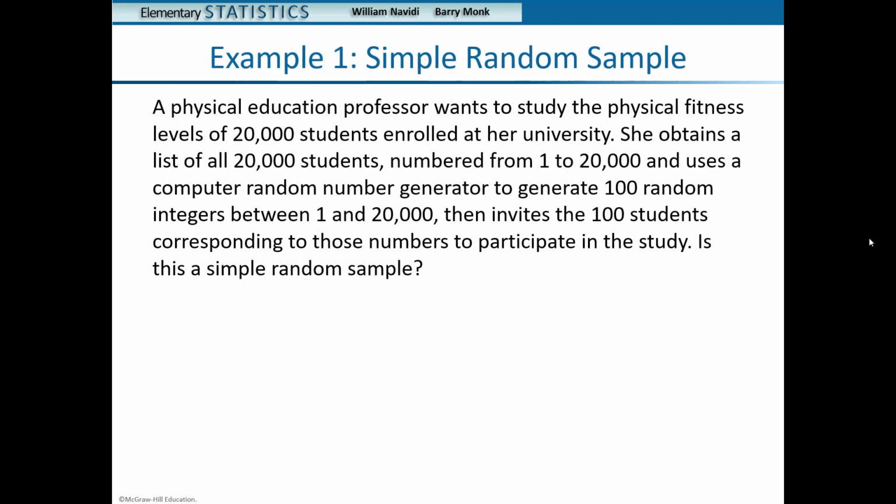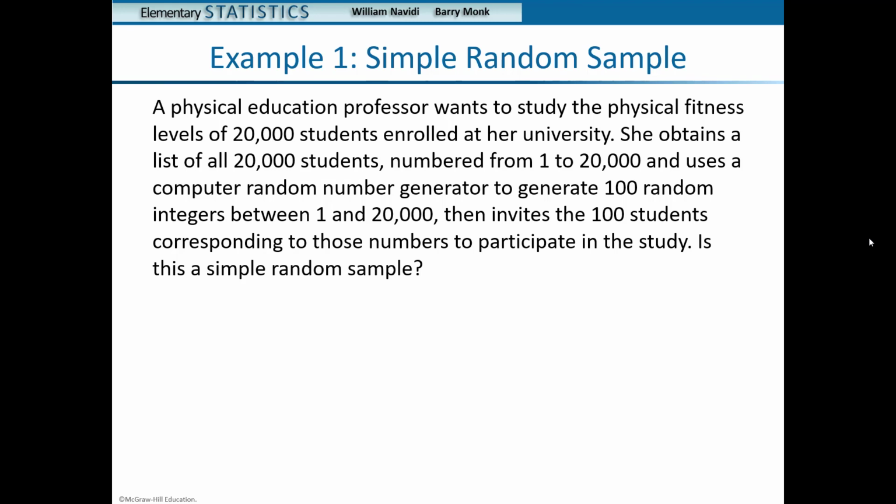So let's consider some examples. Here's the first example. A physical education professor wants to study the physical fitness levels of 20,000 students enrolled at her university. She obtains a list of all 20,000 students, numbered from 1 to 20,000, and uses a computer random number generator to generate 100 random integers between 1 and 20,000, and then invites the 100 students corresponding to these numbers to participate in the study. Is this a simple random sample?